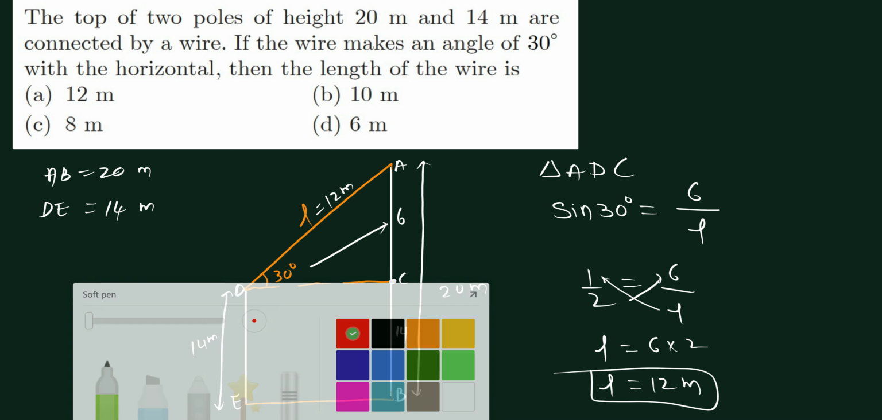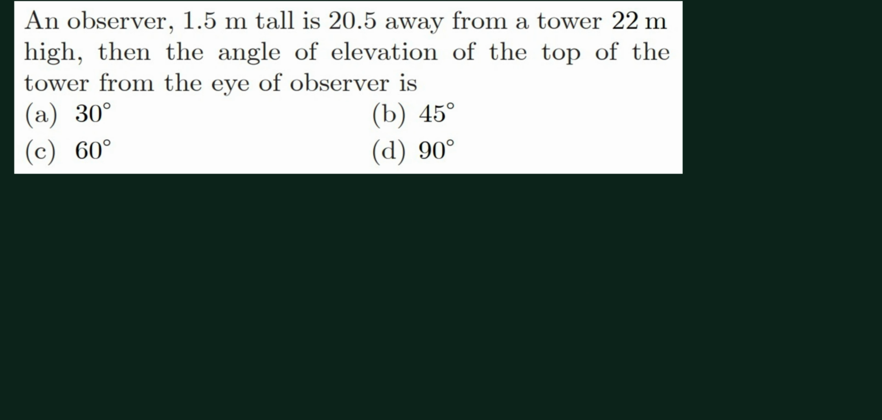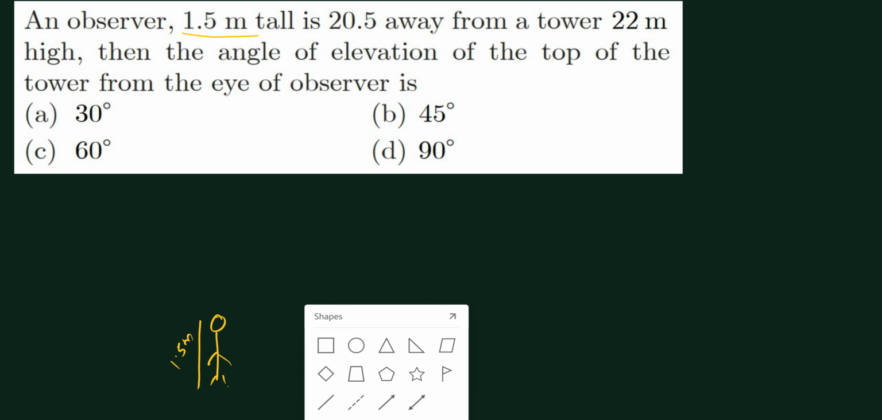Your answer, which option is matching? Option A is matching. Next question: an observer 1.5 meter tall is 20.5 meter away from a tower 20 meter high. Then the angle of elevation of the top of the tower from the eye of the observer is. Okay, so what is the height of the observer given here? That is 1.5 meter. Let us say he is the observer.